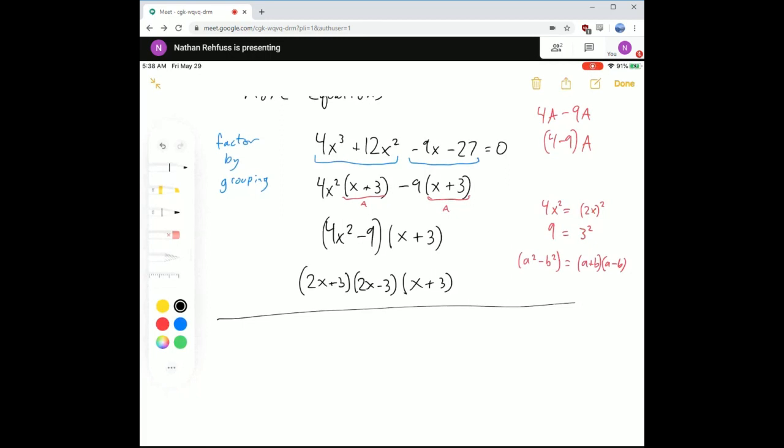So let me find an example here. Where did I put that? Oh, they're in this notebook. Hold on just one moment while I pull up an example. Polynomial factoring, here we go. All right, let's say 6x squared plus 5x minus 4.